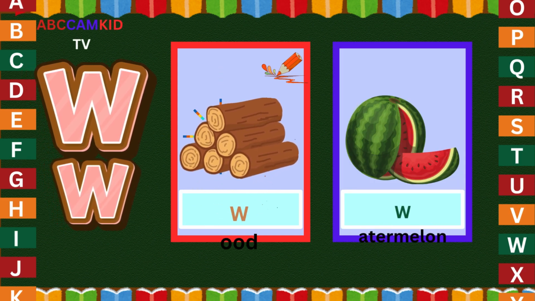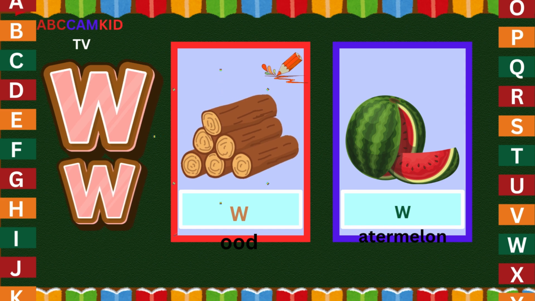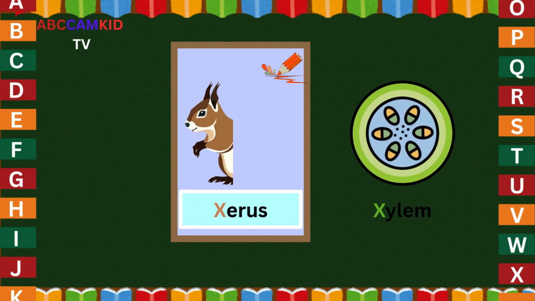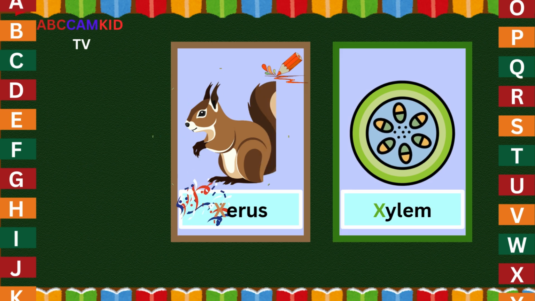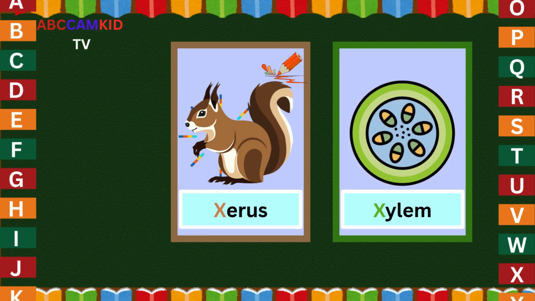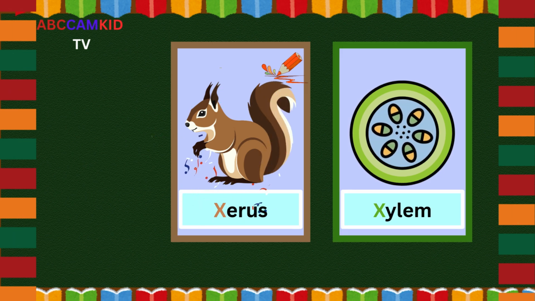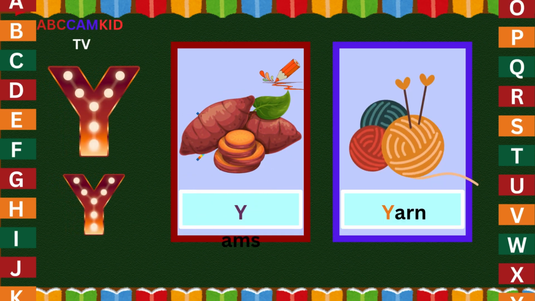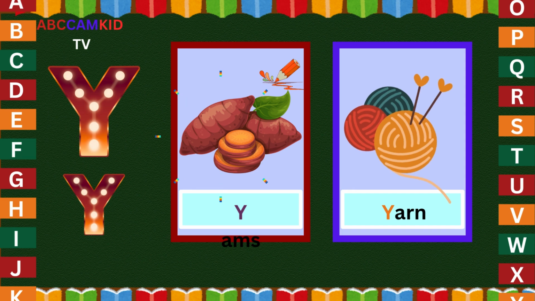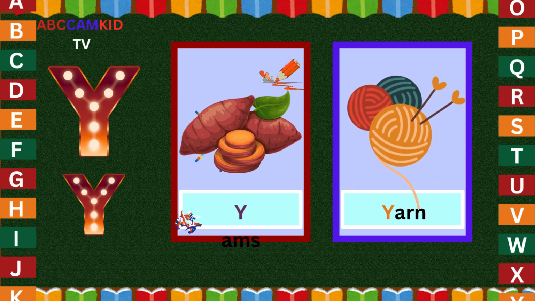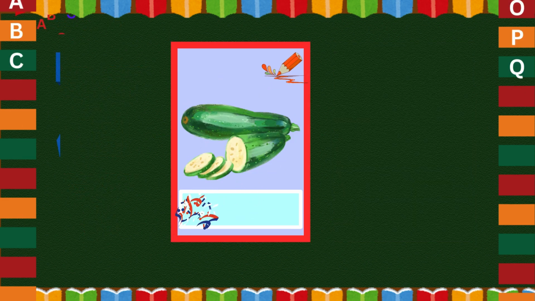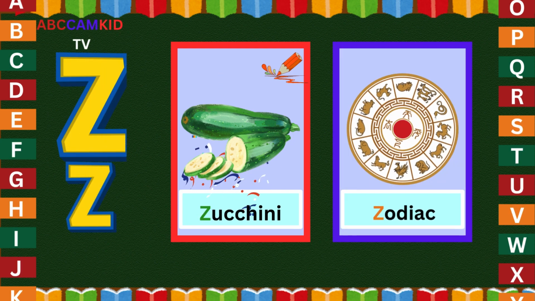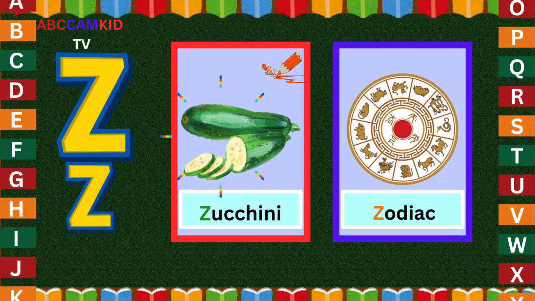J for jackfruit. W for watermelon. J for jelly. K for kiwi. K for kid. X for xeris. X for xylem. L for lychee. L for lemon. M for mushroom. M for moth. N for nectarine. N for nest. O for onion. O for orange. P for pumpkin. P for pineapple. Q for quince. Q for quiche. R for raspberry. R for robot. S for strawberry.